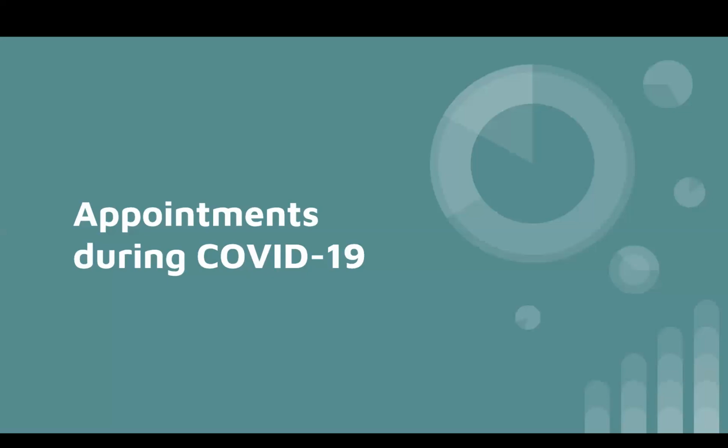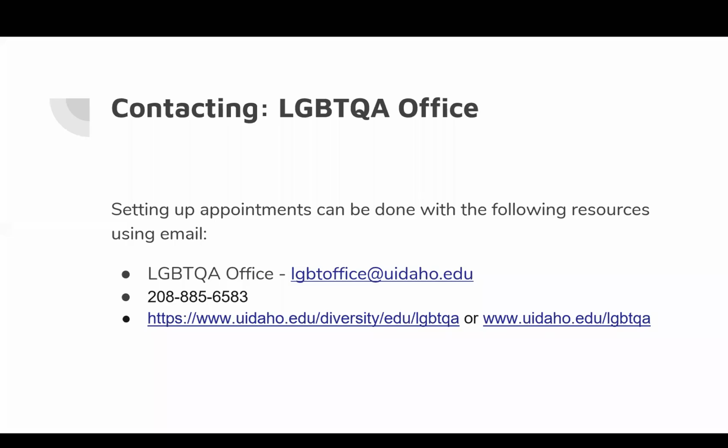I am Grayson Atkinson. I am the academic peer mentor for the Wiley Wing floors 1 through 3. I'm going to be talking about making appointments during our current pandemic and how that works with various offices who have either gone completely online or remote, and those that are still offering some amount of in-person appointments. First, I'll be talking about offices like the LGBTQA office, who are setting up appointments via email and phone.